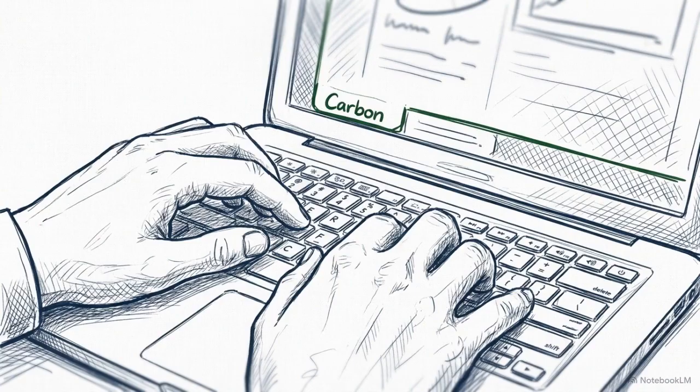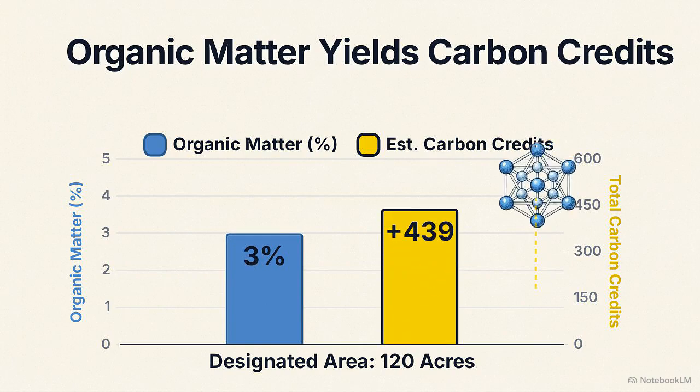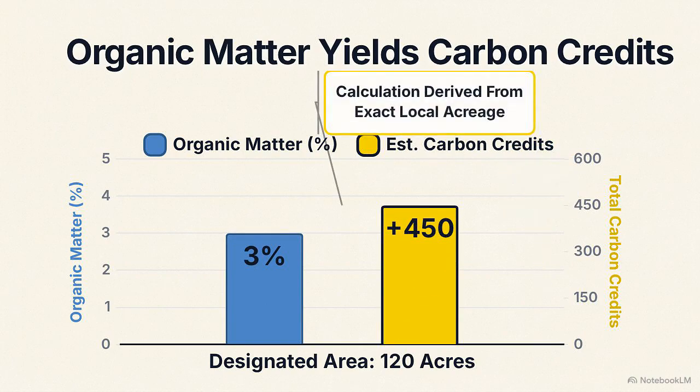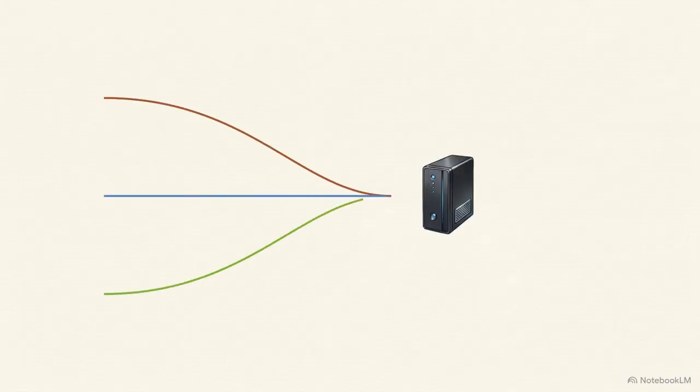Under the Carbon tab, input your field-specific variables. For example, setting your current organic matter level allows the system to calculate estimated carbon credit feasibility for that exact acreage. Navigate to the Final tab. Specify your planned crop type, such as corn, and hit Get Recommendations. This prompts the AI to synthesize all this gathered data into actionable planting advice.